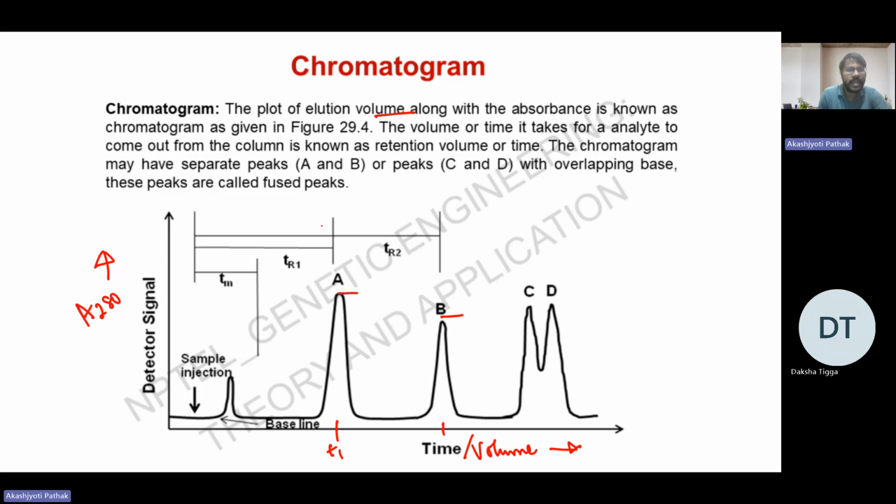You can have different detectors. Actually, the wavelength at which absorbance is measured depends on the detector. You can have absorbance at 260 as well. If your detector can measure the absorbance at 260 nanometer, then it will be a 260 detector. It can be a 280 detector. So depending on what type of detector you have, it is giving the absorbance. Okay, and your x-axis has the retention volume or time.